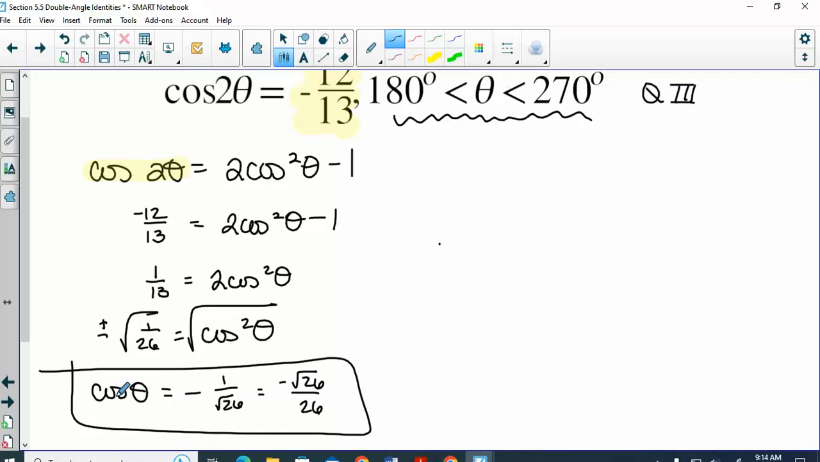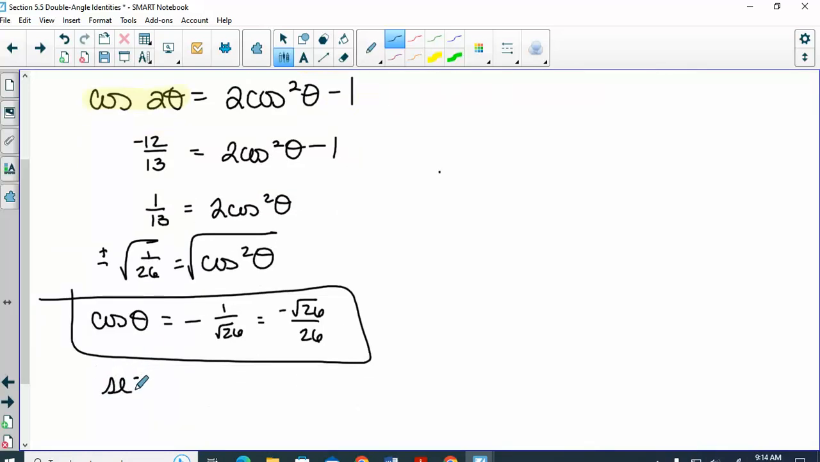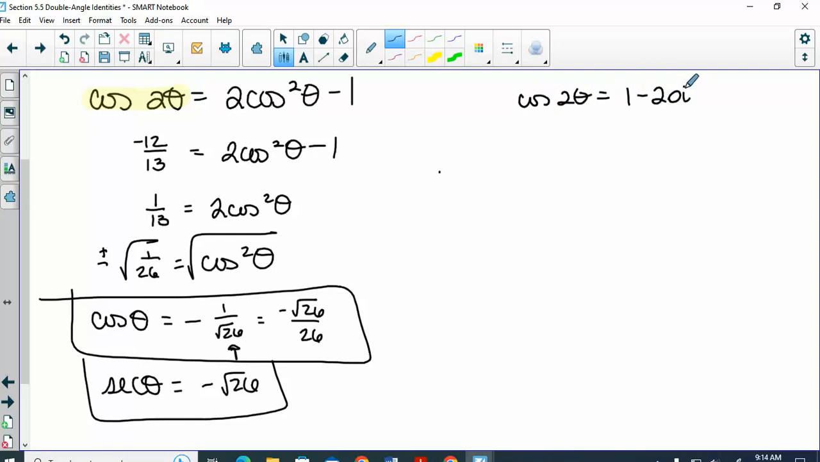Okay, I have 5 functions to go. I asked for all of them. But cosine's the opposite of secant, so we automatically know secant. If I just flip this before I move the radical, you get negative radical 26 over 1, so negative radical 26. So we could repeat this process to get sine. We could do cosine 2 theta equals 1 minus 2 sine squared theta. Or we could just set up a triangle now.